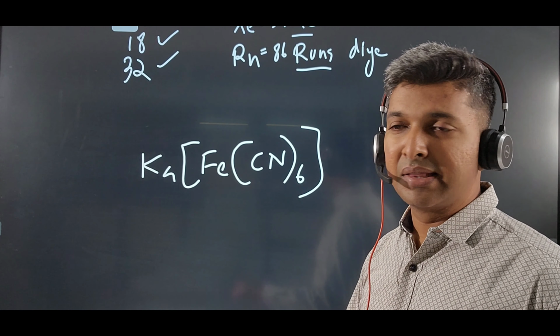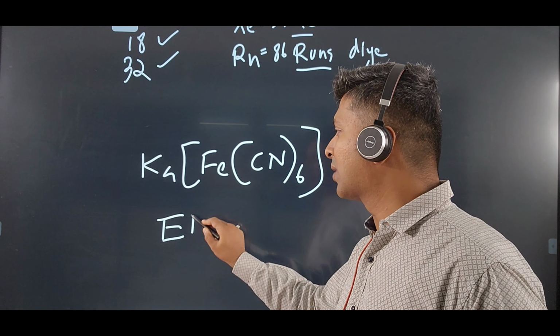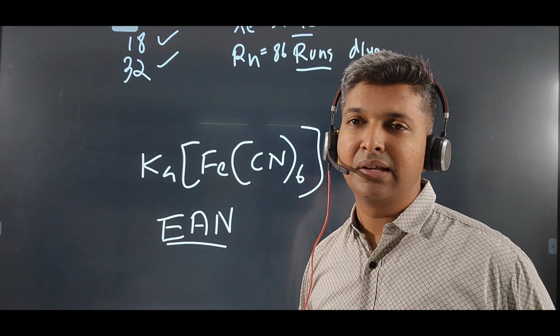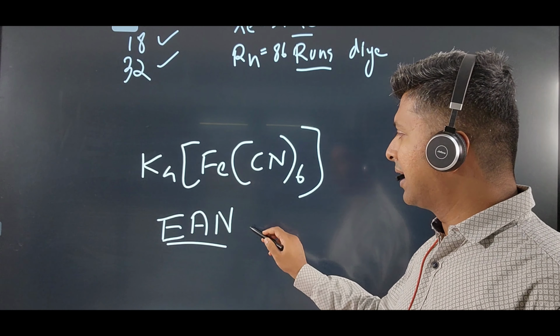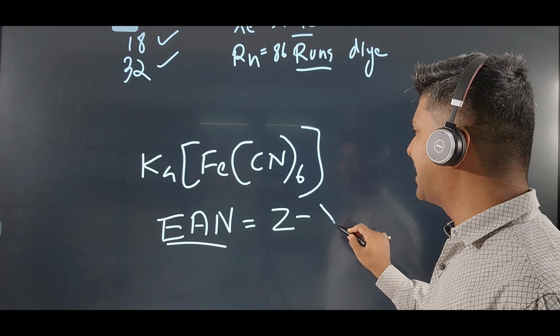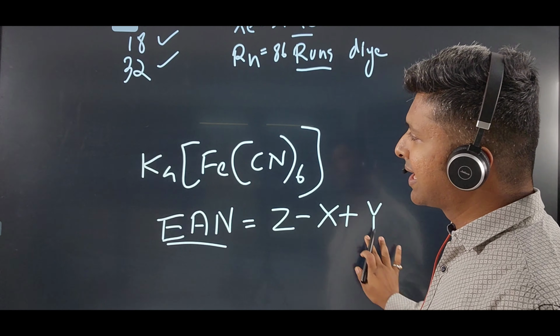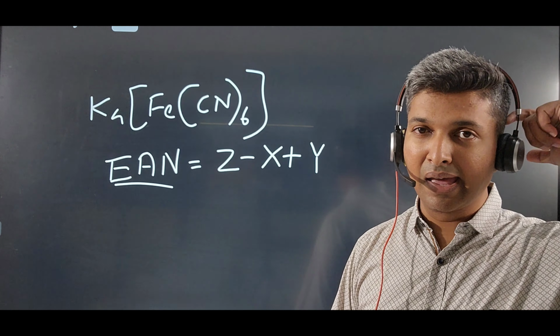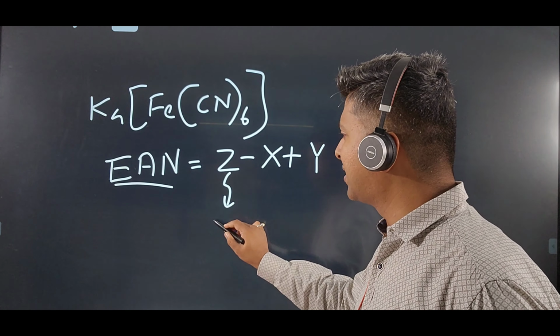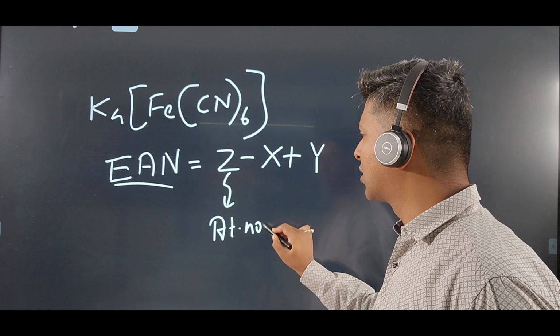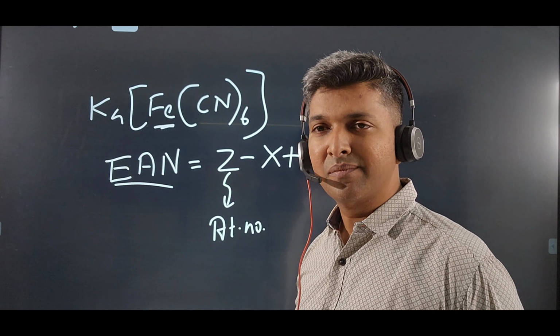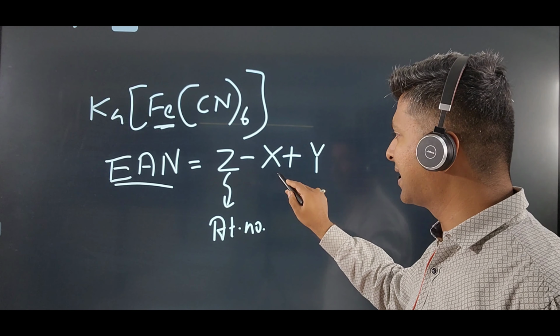So again, once again, we are taking the same example, but this time to calculate the EAN, effective atomic number. So, the formula for effective atomic number is Z minus X plus Y. Sir, what is Z, what is X, what is Y? So Z is the atomic number of the central metal atom, which in this case is Fe. We have to take the atomic number of Fe in place of Z.